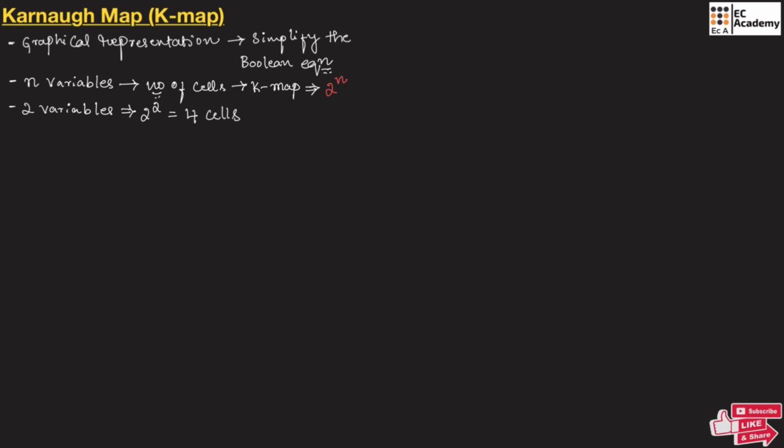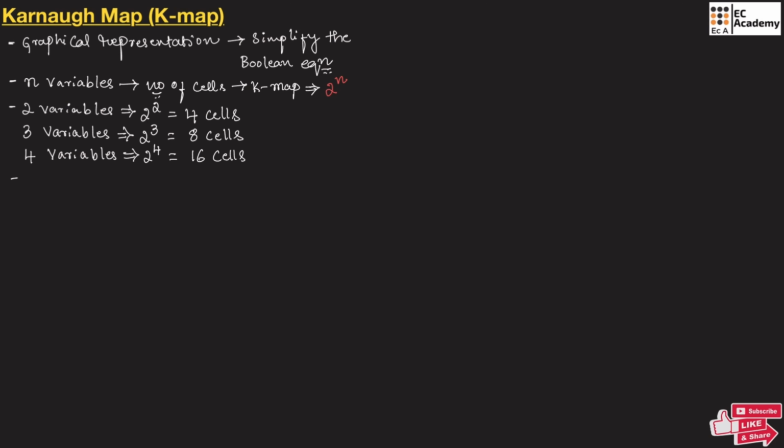If we are having 3 variables, then the number of cells required is 2 to the power of 3, which is equal to 8 cells. If we are having 4 variables, then the number of cells required in K-map is 2 to the power of 4, which is equal to 16 cells.